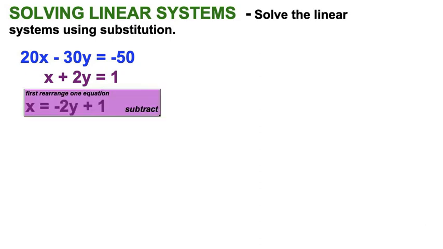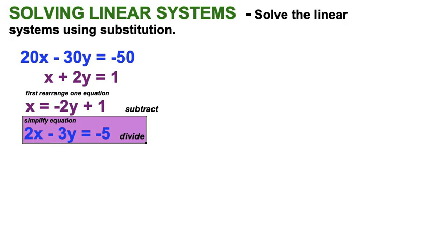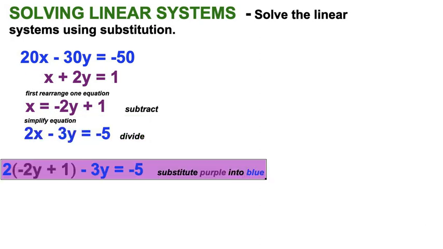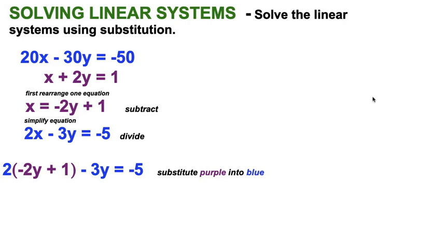So let's do something here. I'm going to rearrange one equation, the purple one. Notice, I don't even have to turn it into slope-intercept. I can just say x equals. That's fine. Now, I'm going to take that first equation, the blue one, and divide out a factor of 10 from everything. Just simplify it. Just makes a lot of sense. And now, I'm going to replace the x in the blue equation with negative 2y plus 1.